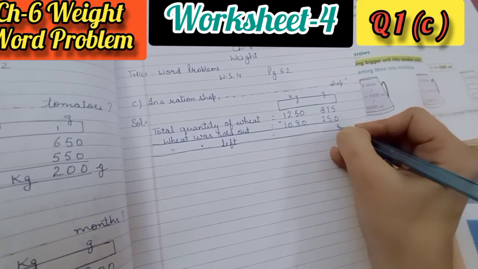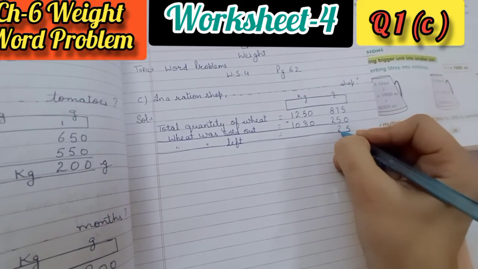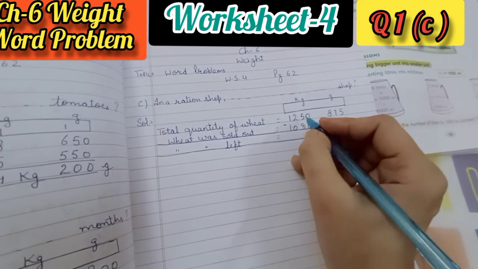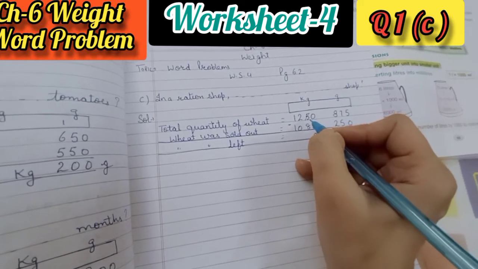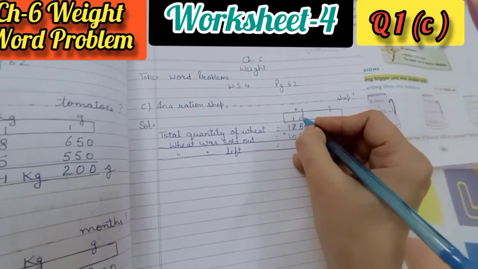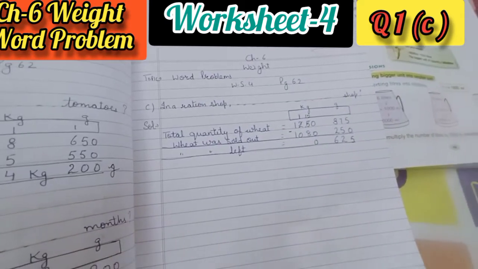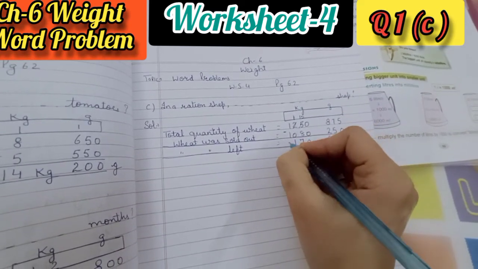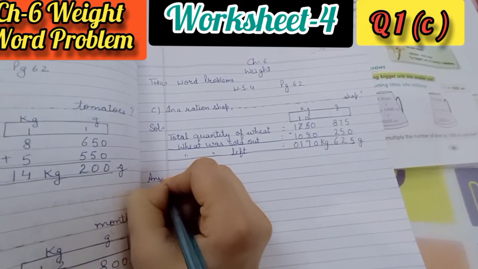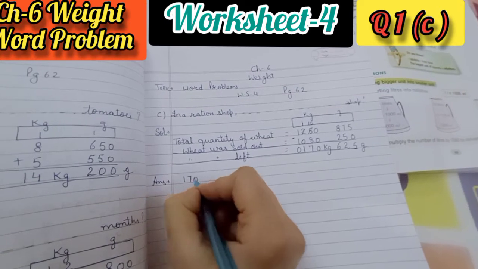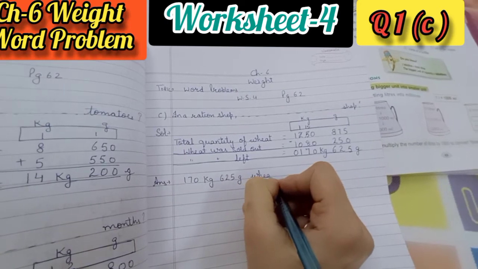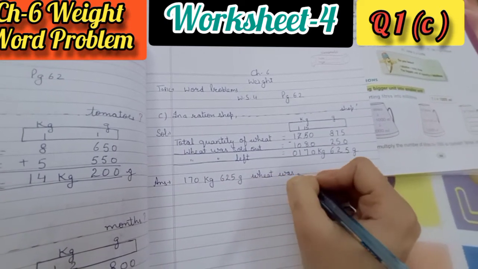5 minus 0 is 5, 7 minus 5 is 2, 8 minus 2 is 6, 0 minus 0, 0. 5 minus 8 cannot be subtracted, so we will take 1 borrow, 15 minus 8, 7, 1 minus 0, 1 and a 0. So 170 kilogram, 625 gram. So 170 kilogram, 625 gram wheat was left in the evening.